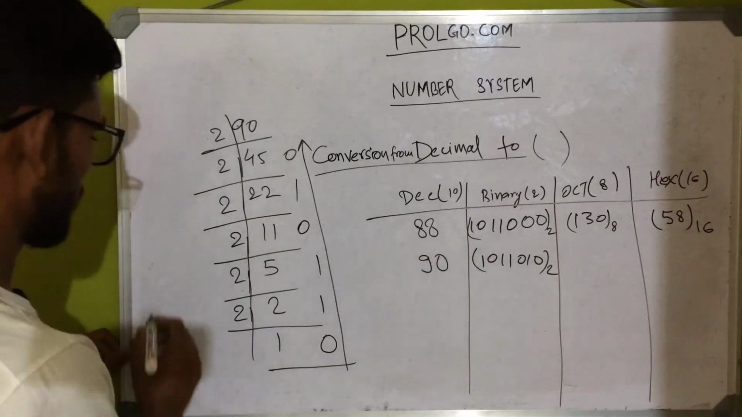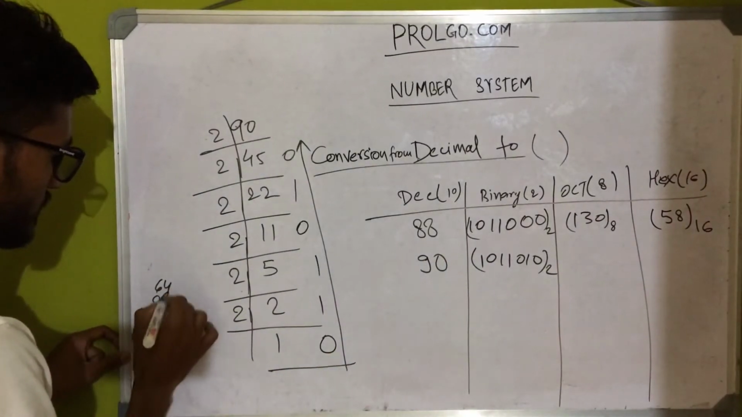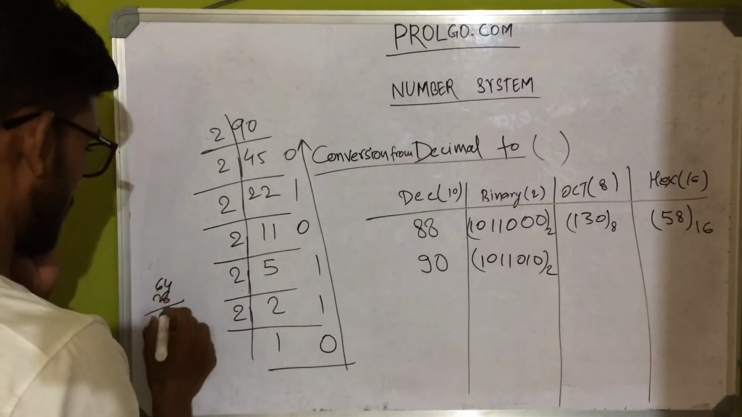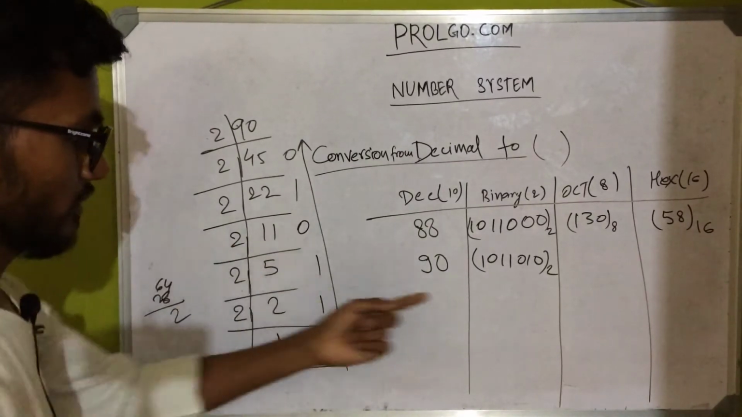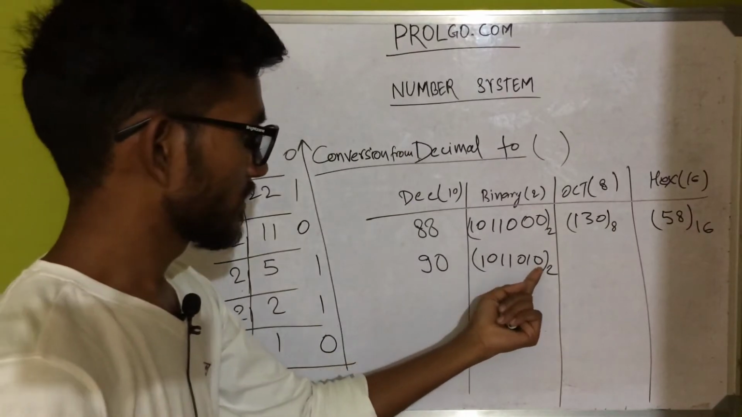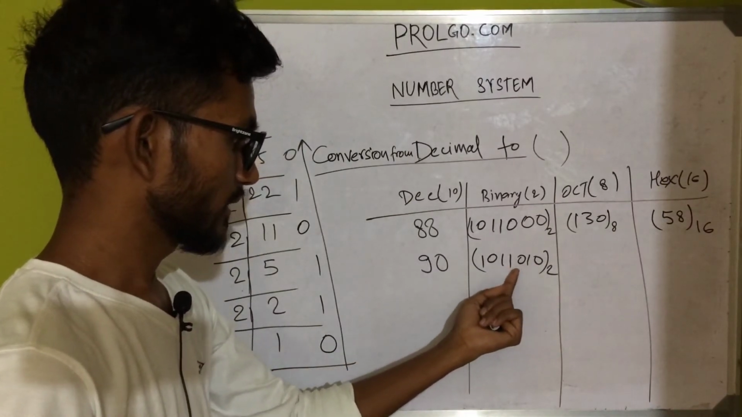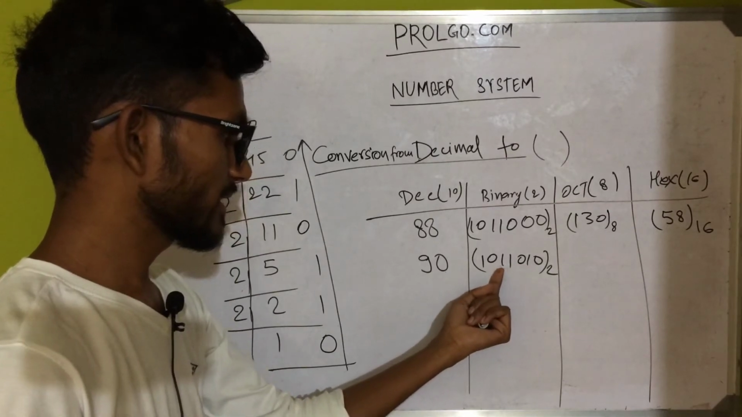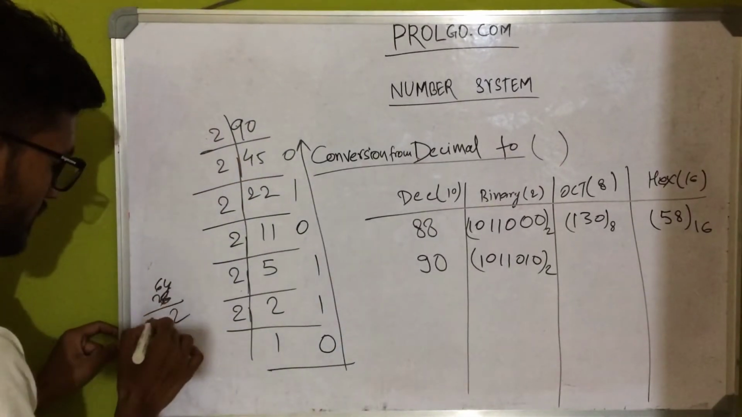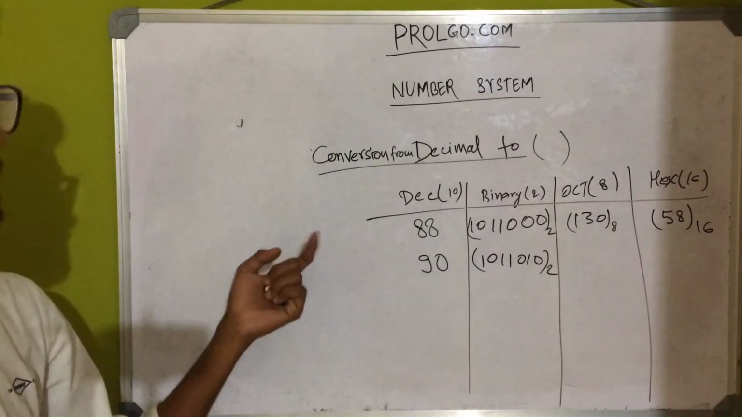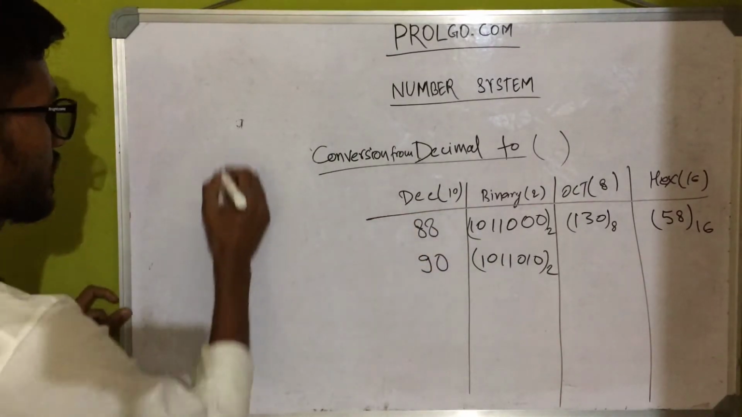Checking with place values: 1, 2, 4, 8, 16, 32, 64. So 64 plus 16 plus 8 plus 2 is 90. So that's also correct. Now let's convert the same number into octal.